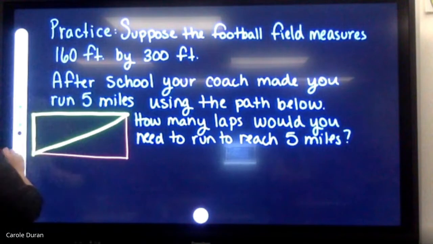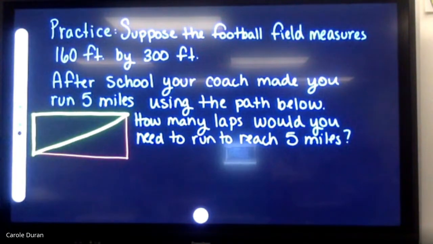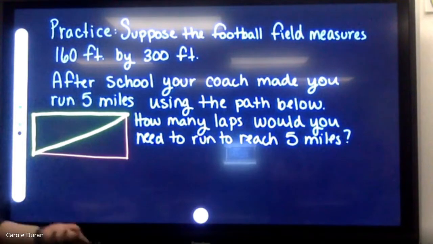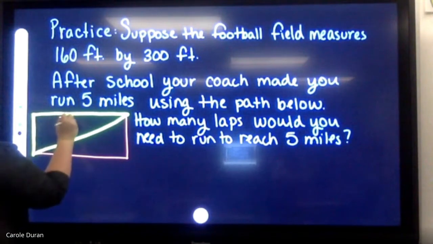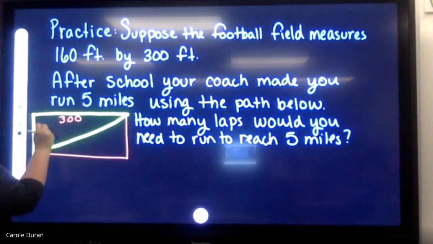Oh, shucks. Okay, so let's say that this is you, and you have to run these 5 miles. Okay, you're getting back in shape. What would you first have to calculate or identify in order to figure out how many laps it would take to reach 5 miles? Your legs. Okay, what are my legs here, Zach? 160 and 300. That one's 160 and the long one's 300. Does it technically matter? No, but we do want it to be realistic. So yes, I do agree that this side is 300 and this side is 160.